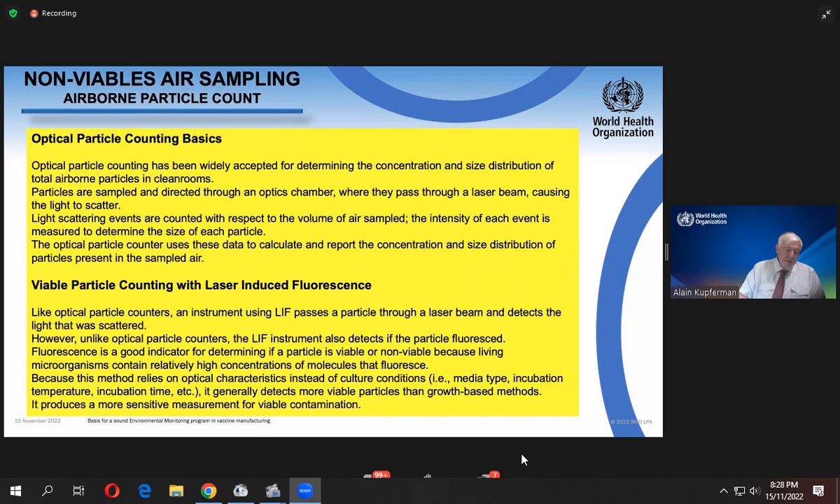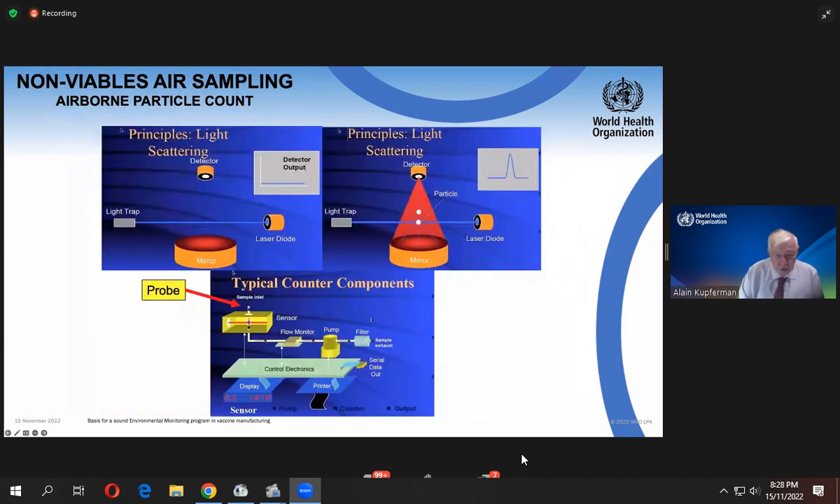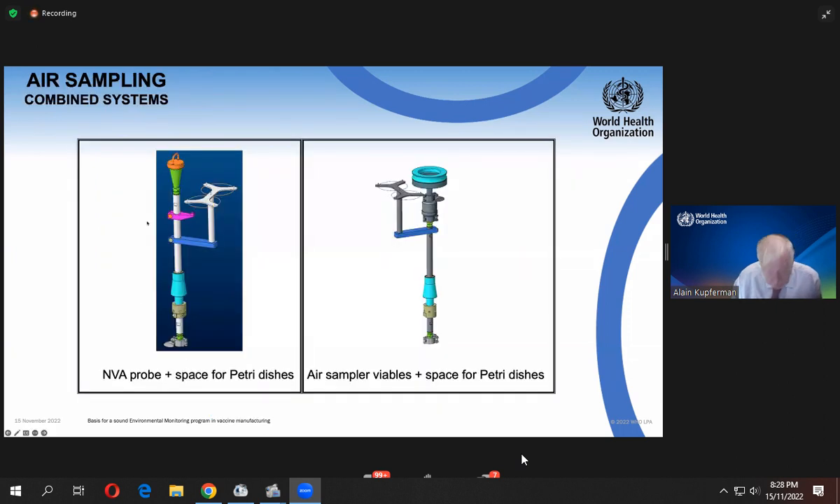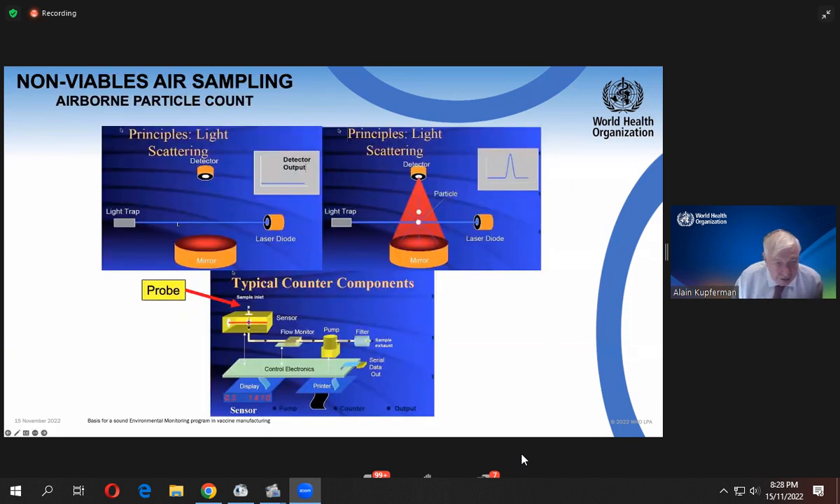Now, if we look at the non-viable particles, we have optical particle counting. In fact, it's very simple, easier to show you this. You emit light, a laser, and it goes into a light trap. And if there's no particle, nothing happens. You have here a mirror, you have a detector, nothing happens. The output is flat. Now, a particle comes, it's caught by the laser. There will be a reflection on the mirror, and then the signal goes into the detector, and then you have this artifact here.